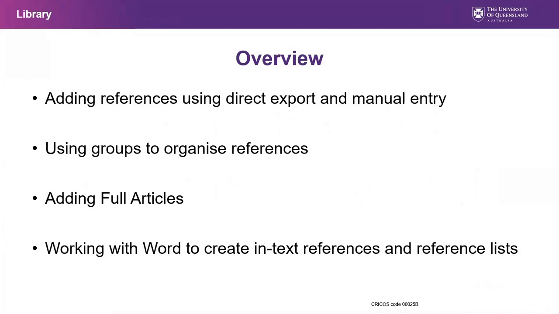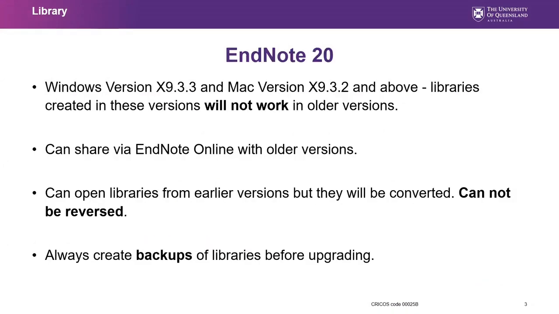The more recent versions of EndNote, which include Windows versions X9.3.3 and the Mac version of X9.3.2 and above, the libraries, which are files in which you store your references, created in these versions will not work in older versions. You are, however, able to share your libraries created in these earlier versions with users of older versions using EndNote Online.